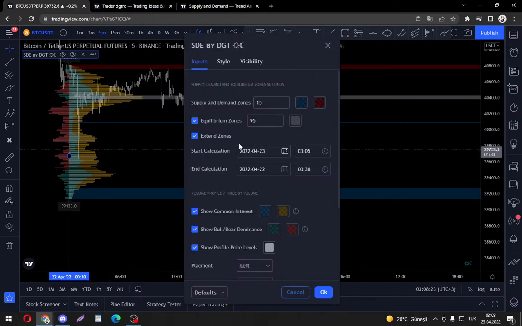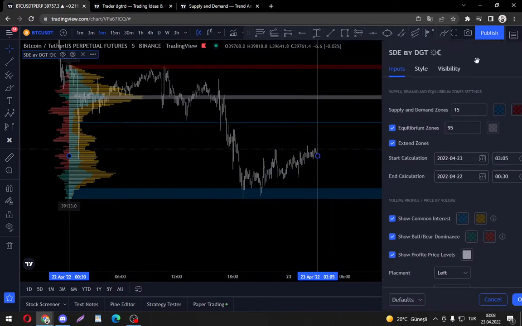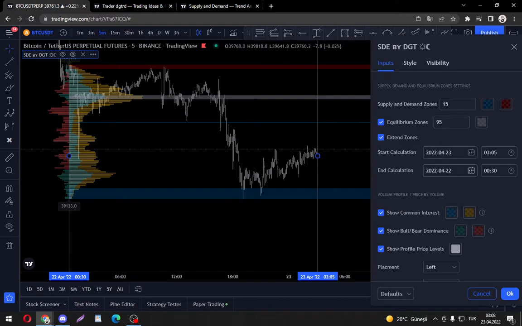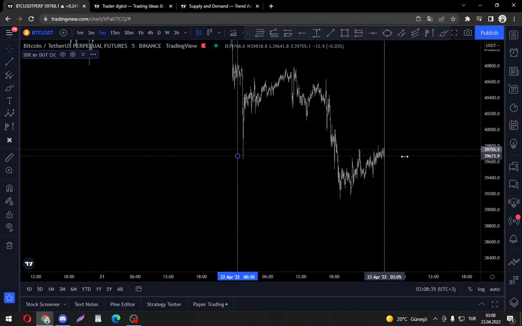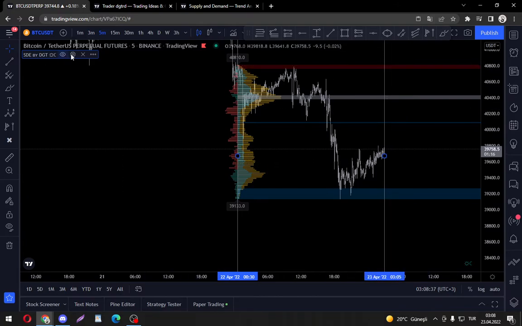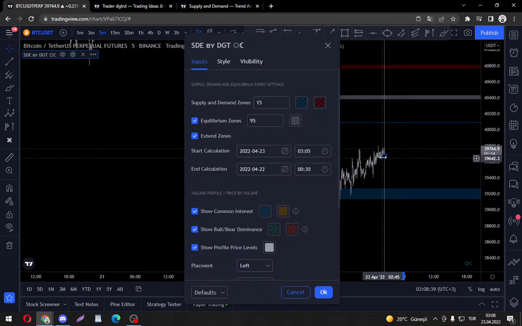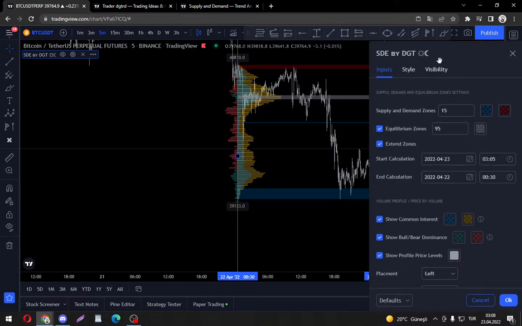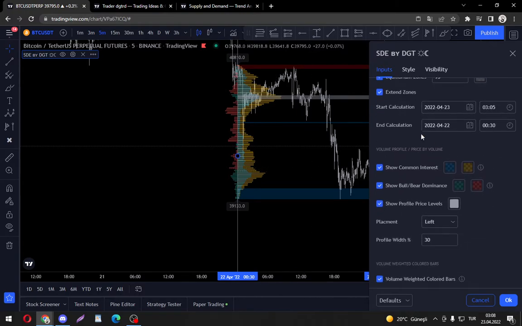And as well as you can see here, the 22nd of April, around this area. You see, this is the end area, and this is the area where you start the calculation, not necessarily area, the exact point and date and time that you do that.